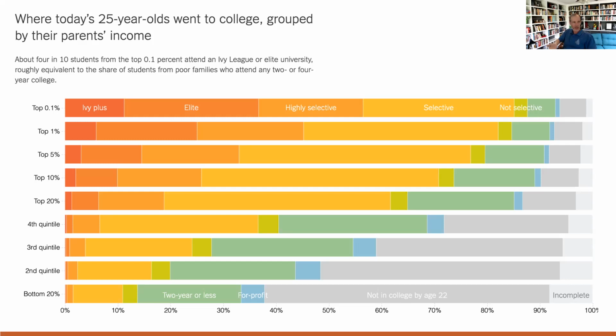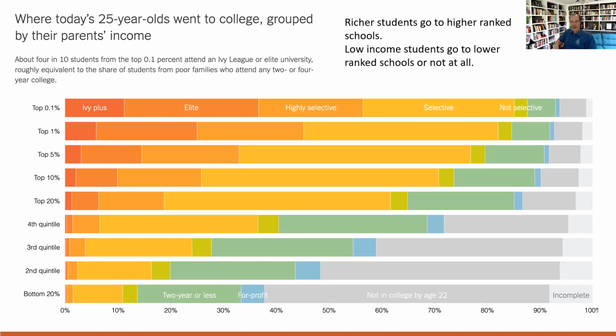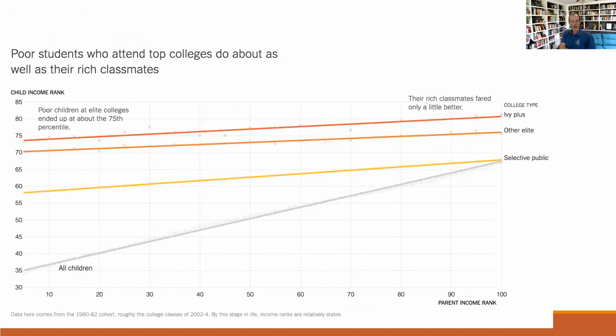So the higher the income of the parents, people go to these quote unquote better schools, at least more highly ranked schools. So richer students go to higher ranked schools, low income students go to lower ranked schools or not at all. The left axis here is the income categories, and the bottom is the percentage of people who go to these certain types of schools based off of rank.